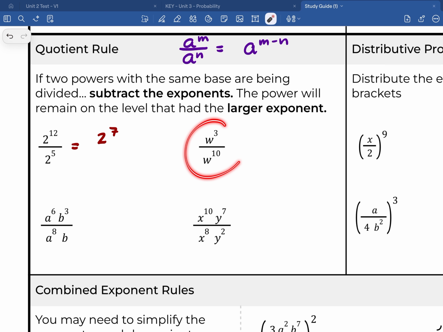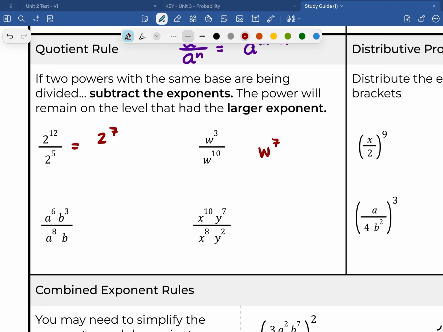If it ends up on the bottom, like this one, so we have 10 W's on the bottom and 3 W's on the top, subtracting the exponents would leave us with W to the power of 7. But because we have more on the bottom, our W to the power of 7 is on the bottom of a fraction, which means that we need a 1 on the top as a placeholder.